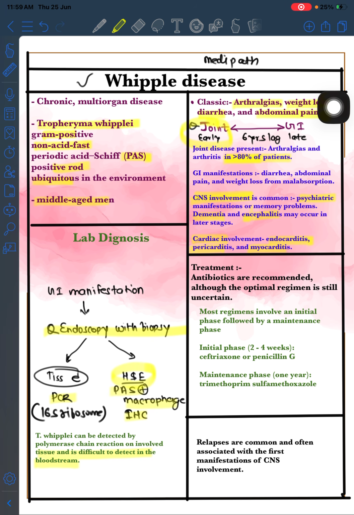Treatment has an initial phase and a maintenance phase. In the initial phase, you use a tetracycline or penicillin antibiotic. In the maintenance phase for 1 year, you use trimethoprim and sulfamethoxazole. So antibiotics are recommended, but the antibiotic of choice and optimal regimen are still uncertain. But we use in the initial phase, for 2 to 4 weeks, tetracycline and penicillin G. For the maintenance phase for 1 year, we use trimethoprim and sulfamethoxazole.